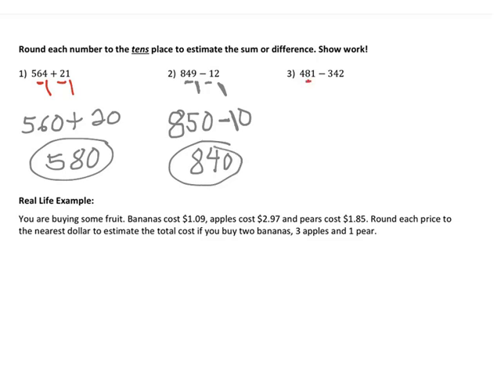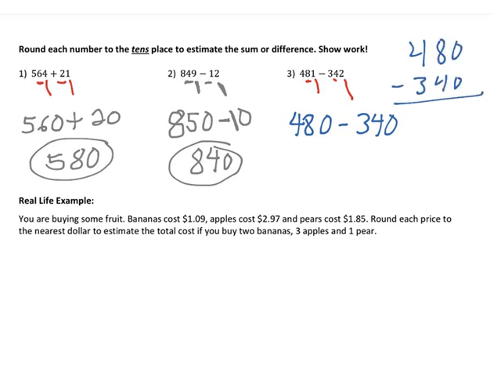And lastly, we're going to have 8 based on the 1 and 4 based on the 2. All right, so we're going to have 480 minus 340. I'm going to write that one up here. 480 minus 340. 0 minus 0 is 0. 8 minus 4 is 4. 4 minus 3 is 1. So we're going to have 140.